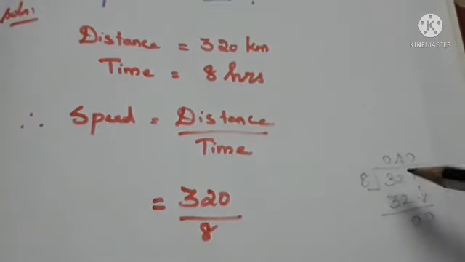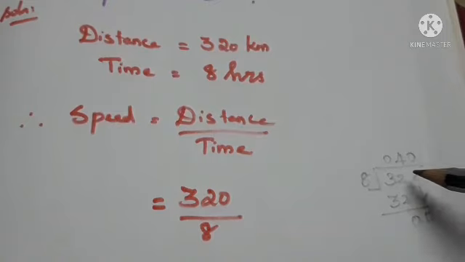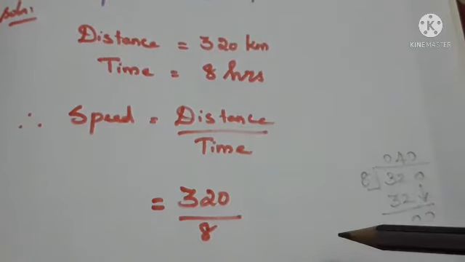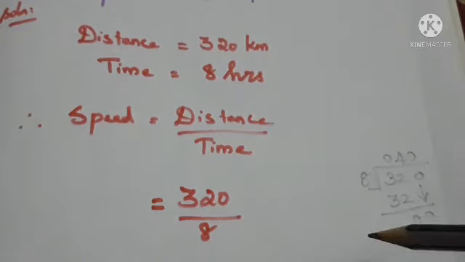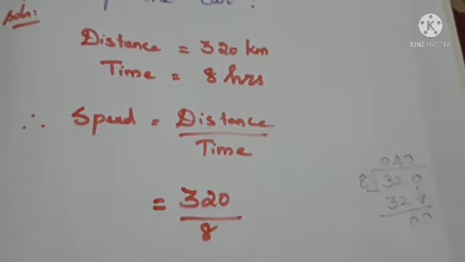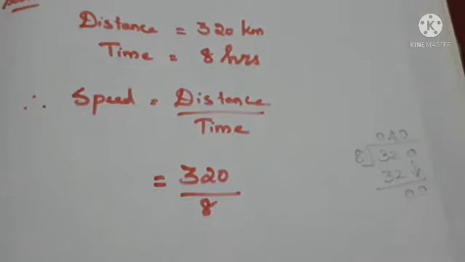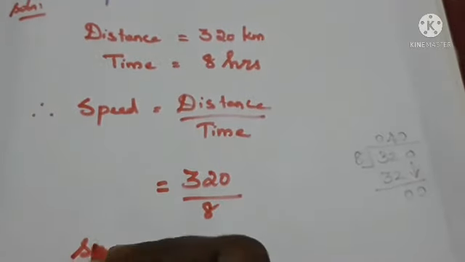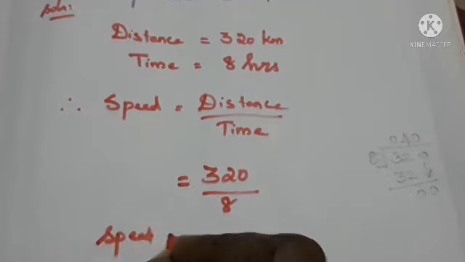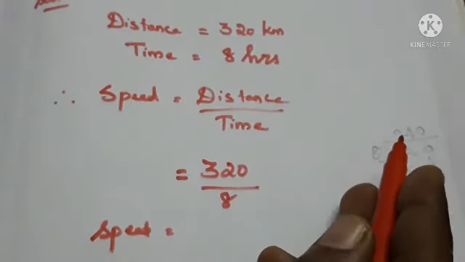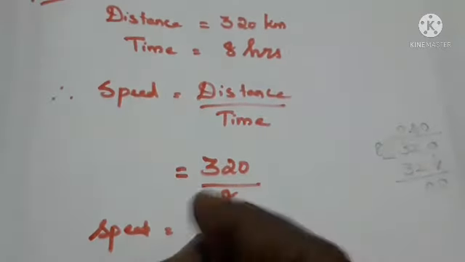Now we can say, at 40 kilometer speed, the car is moving from one place to the next place in how many hours? 8 hours. It is covering 320 kilometers. So we can write the answer. Speed is equal to, we are calculating the speed only now. When you divide 320 by 8, we got 40 as the answer.